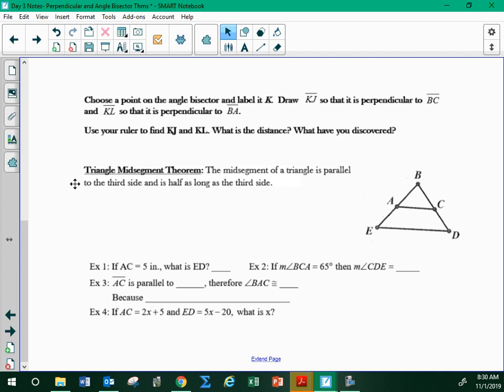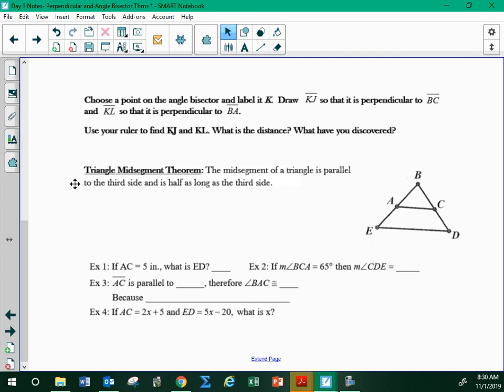Our triangle mid-segment theorem says the mid-segment is parallel to the third side and is half as long as the third side. So just refresh your memories, take a look at your vocab. The mid-segment joins the midpoints of the two sides.